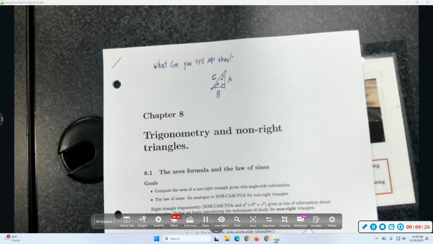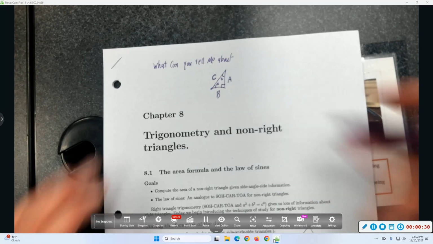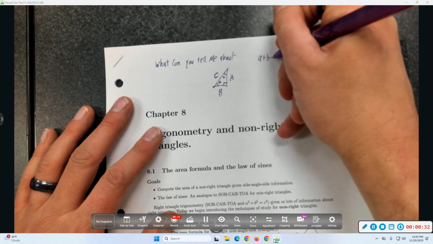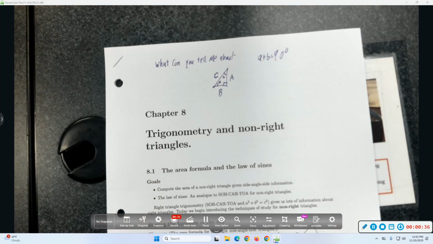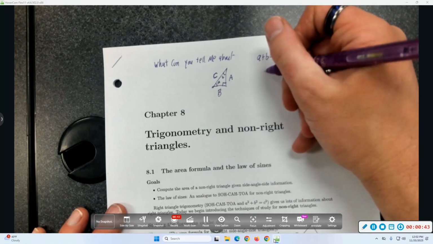It's a right triangle. Angle B and A add up to 90. Cool. If you happen to be in degrees; in radians, I guess it'd be pi over 2. But what else can you tell me? A squared plus B squared equals C squared.